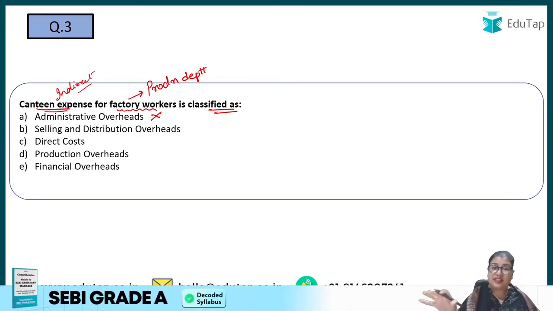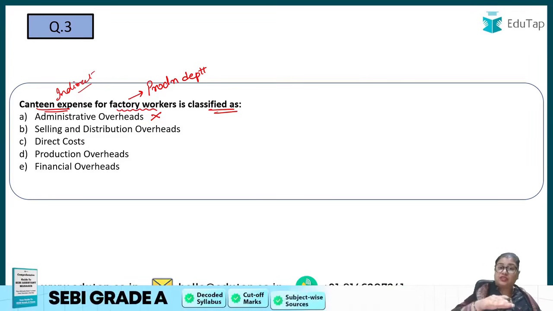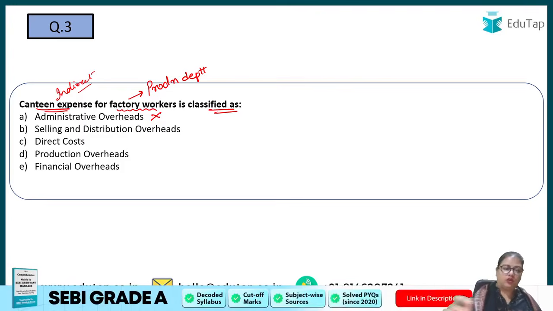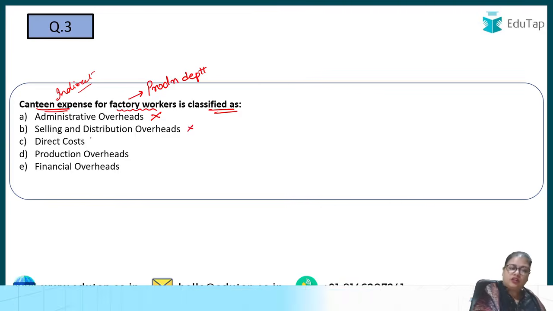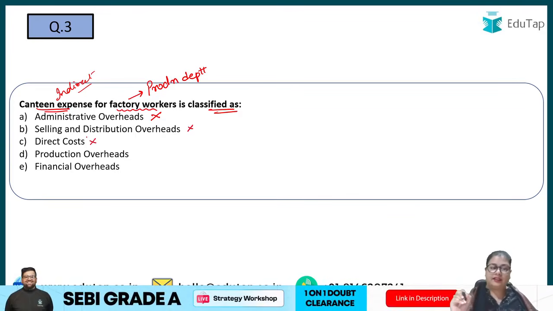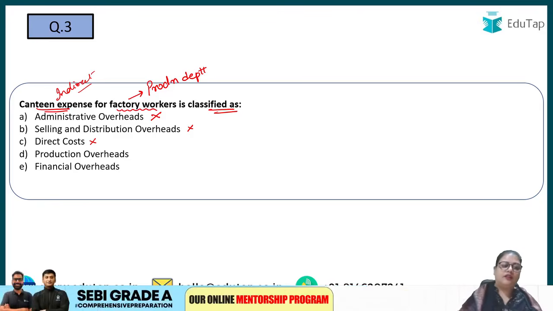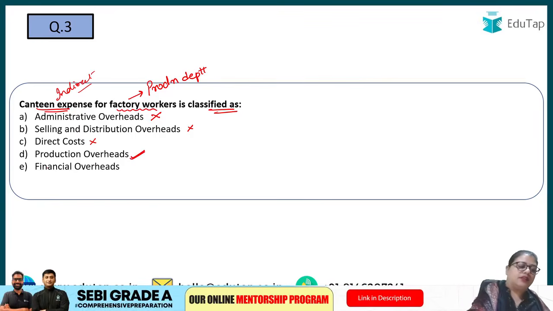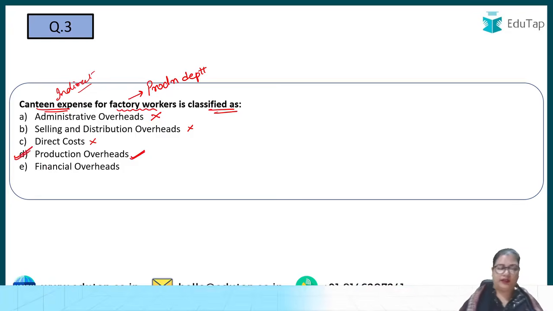Is this a part of selling overheads? That is to sell this product? Again, no. Then is it a direct cost? That is definitely not. Then production overheads. Yes, because it is a part of the production department and because this is an indirect cost, it becomes a part of production overheads. This becomes the right answer, that is the production overheads.